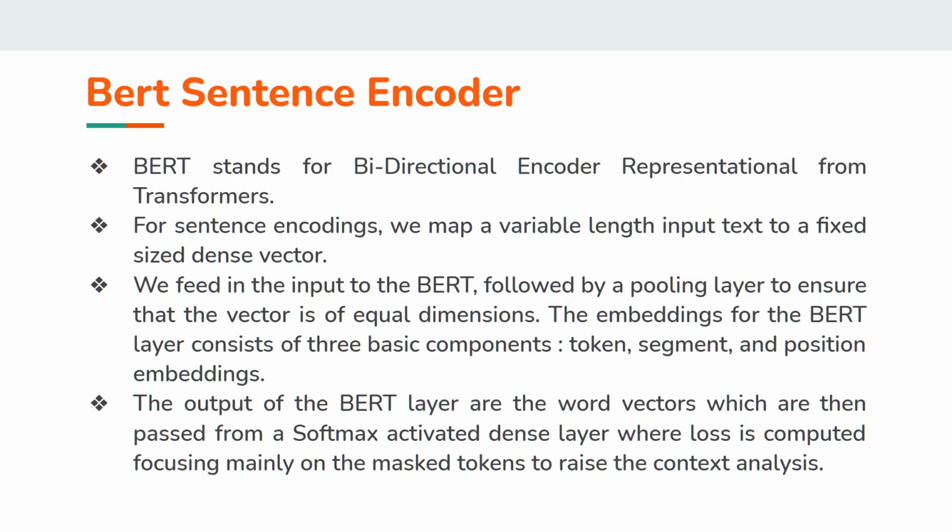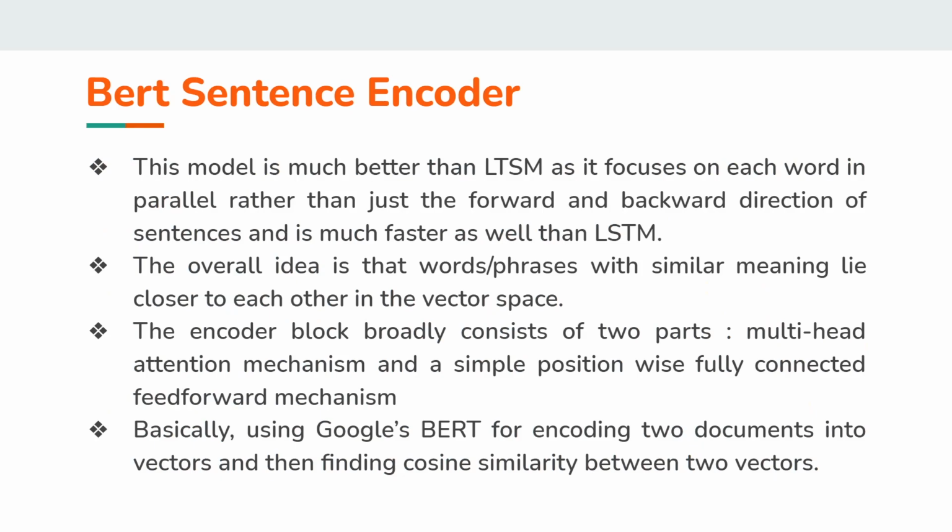The output of the BERT layer are the word vectors, which are then passed from a softmax activated dense layer where the loss is computed, focusing mainly on the mask tokens to raise the context analysis. By mask tokens we mean the words on which we are emphasizing more. This model is much better than the LSTM, basically long short-term memory model, as it focuses on each word in parallel rather than just the forward and the backward direction of sentences, and is much faster as well due to working in parallel.